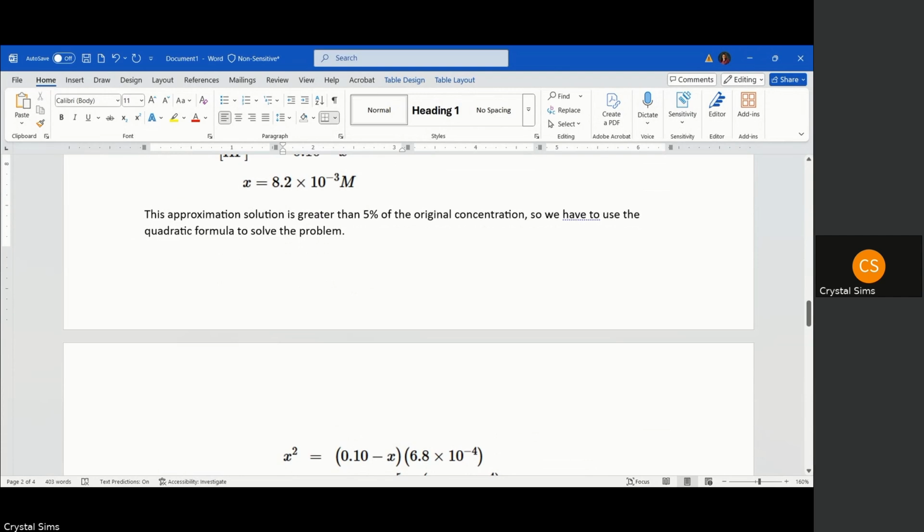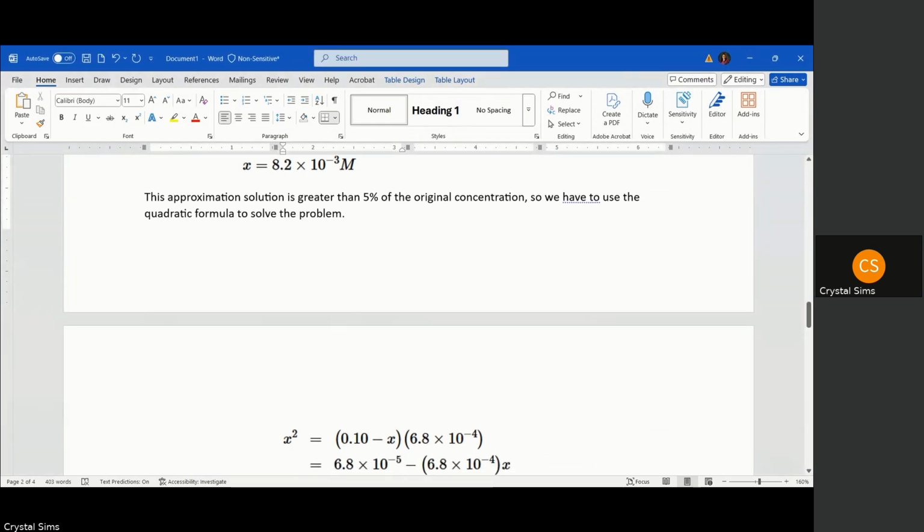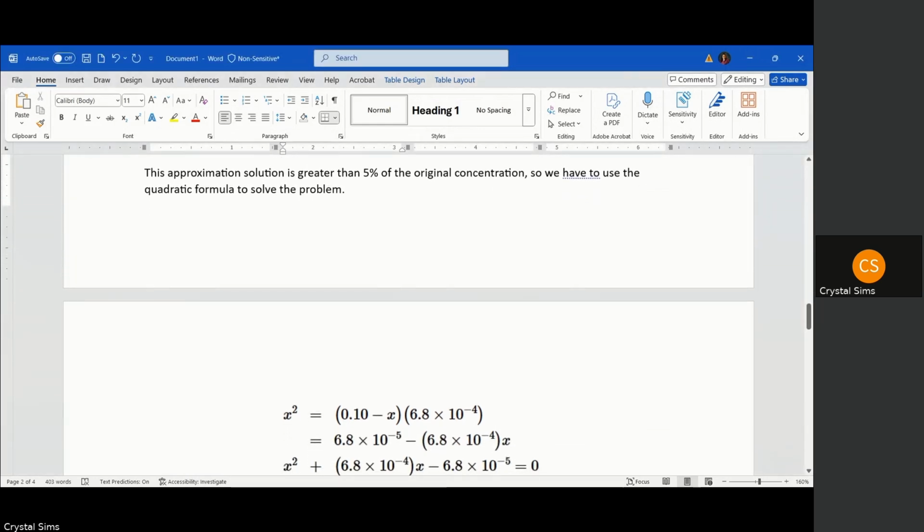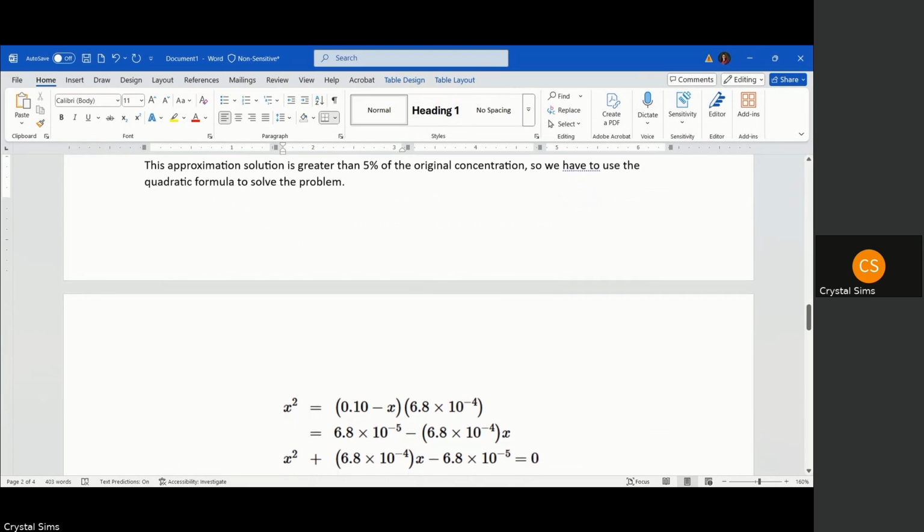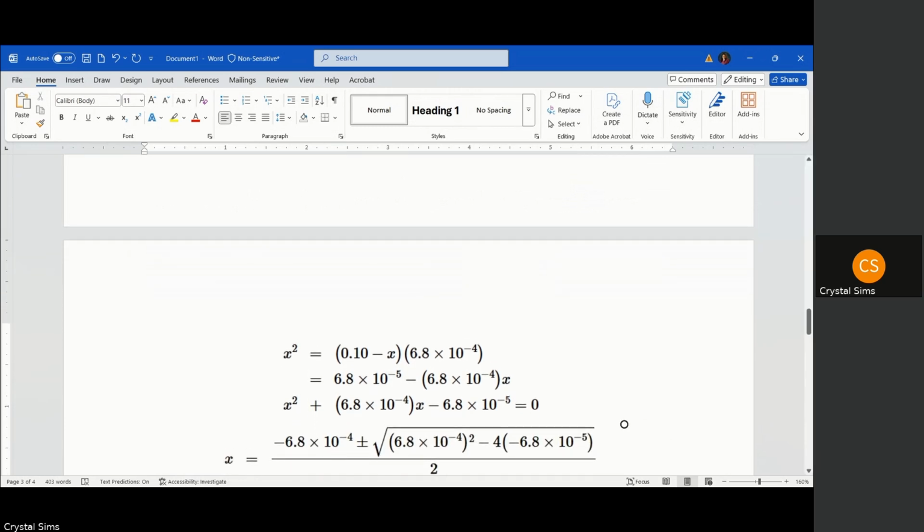Well, then I do the full method like we talked about last time, where you have to multiply first, outer, inner, last, and we end up with this expression, and when we put it in standard form and set it equal to 0, this is what we have. So x squared plus the quantity of 6.8 times 10 to the negative 4 x minus 6.8 times 10 to the negative 5 equals 0. Once we have it set up in that form, then we can plug it in to our quadratic formula.